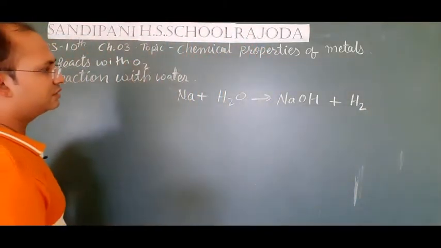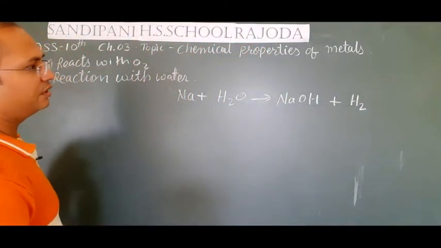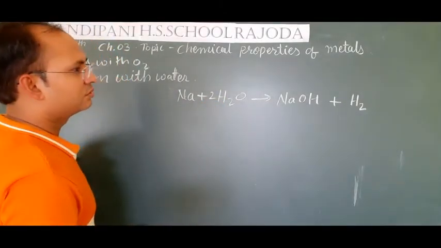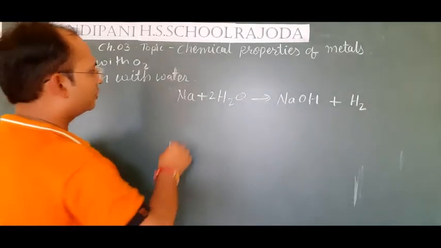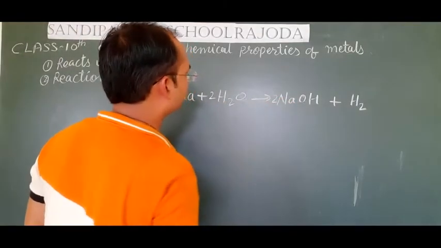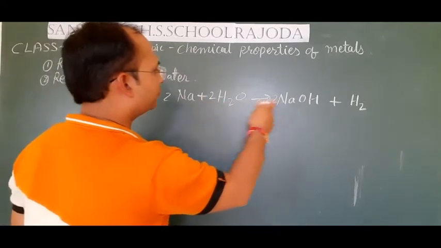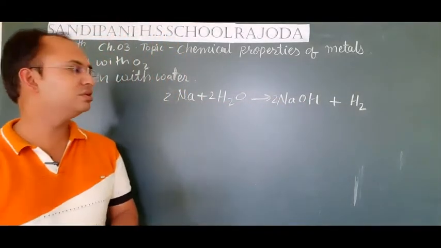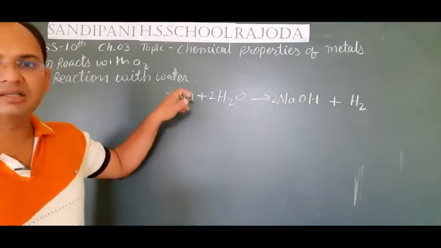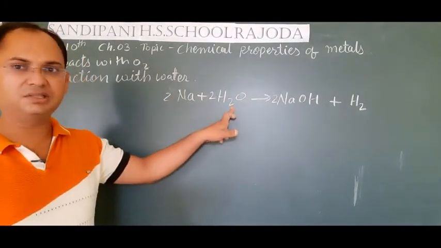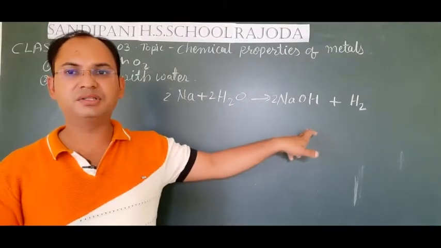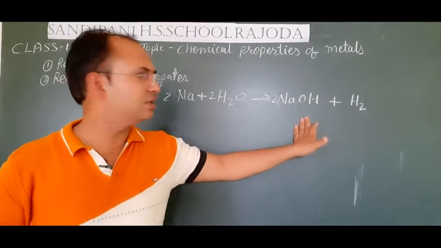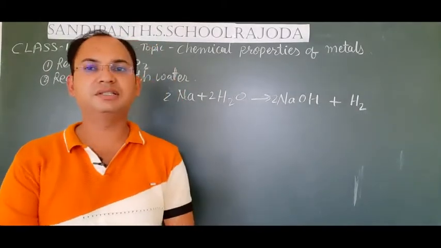If you balance this reaction, then see hydrogen 3, 2Na and hydrogen again, 2 oxygen, 2 to the 4, 2 and 4 hydrogen. In this way students, we see that when the metal, that is sodium, reacts with water H2O, it produces NaOH, which is a base of the metal, the hydroxide of the metal, and hydrogen gas is liberated.